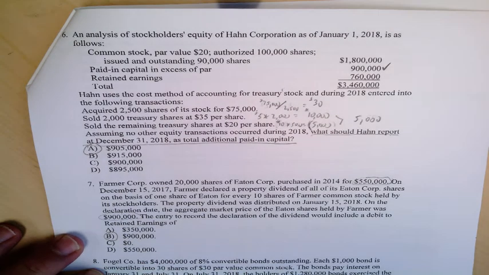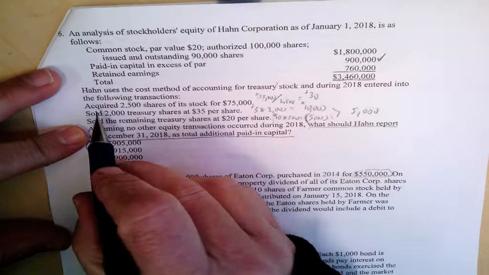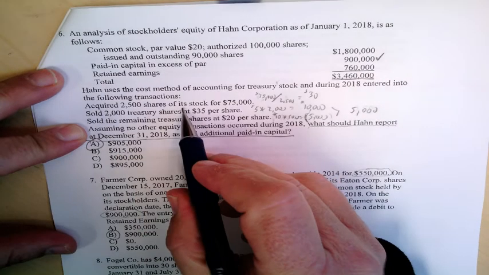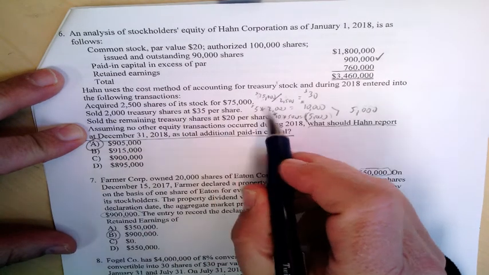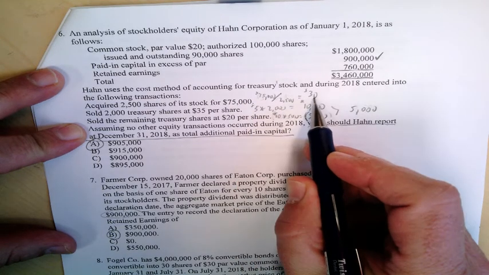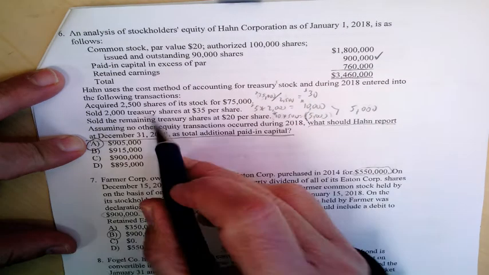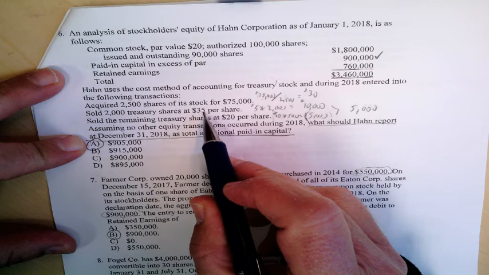And so some treasury stock transactions came in, and we should know that additional paid in capital treasury stock is created when we reissue treasury stock for a price above its cost, because we use the cost method for treasury stock. So let's look at the transactions. First, we acquired 2,500 shares of its stock for $75,000. That means it cost me $30 per share to purchase that treasury stock. And then we sold 2,000 shares at $35 per share.